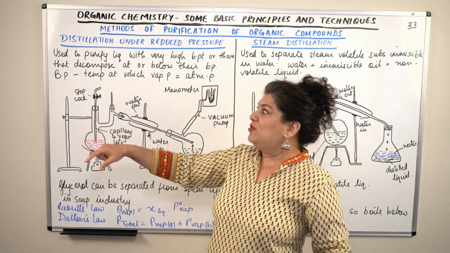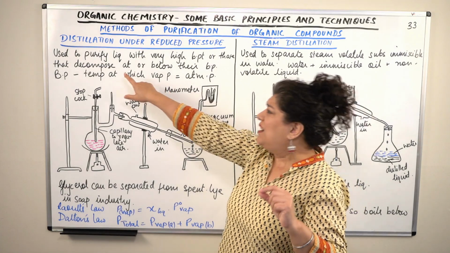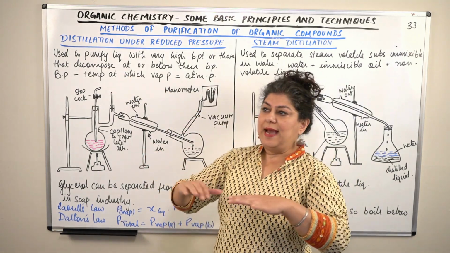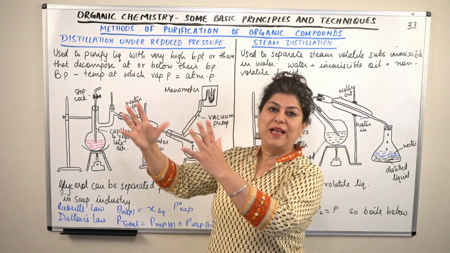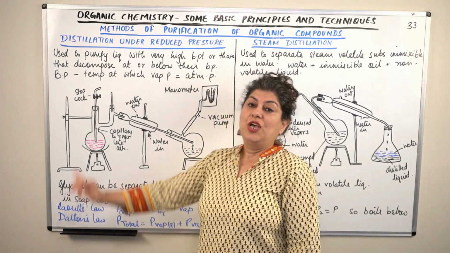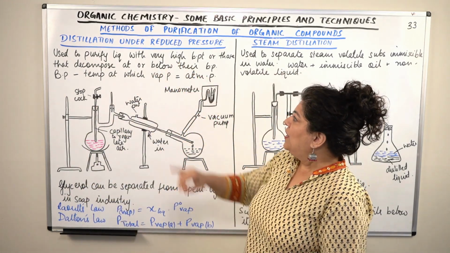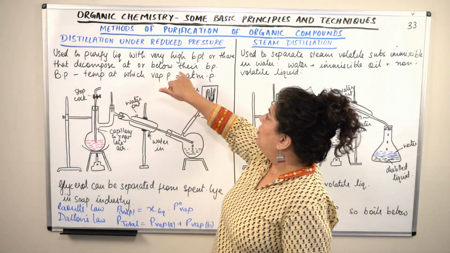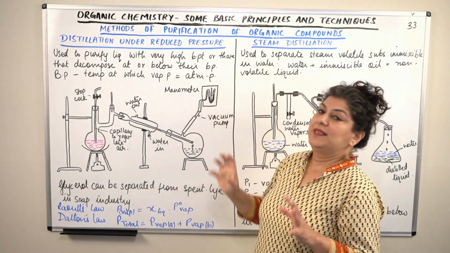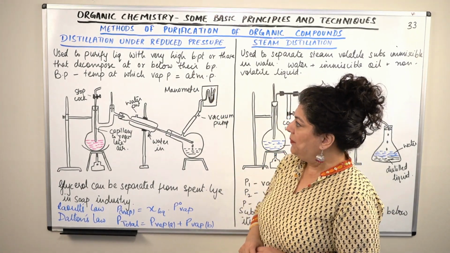So those compounds which either have a very high boiling point or those compounds that decompose at or sometimes even below the boiling point, it hasn't even achieved the boiling point, before that itself it started decomposing. So for such compounds, we use distillation under reduced pressure.